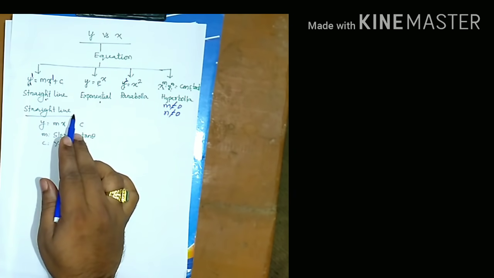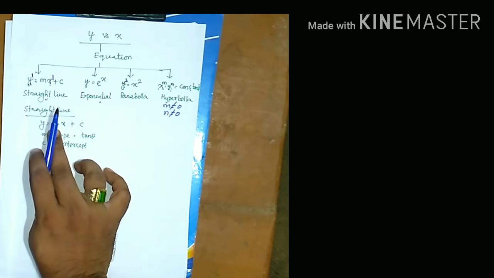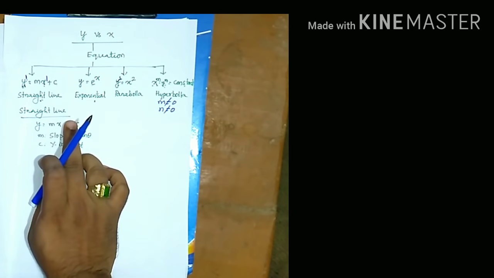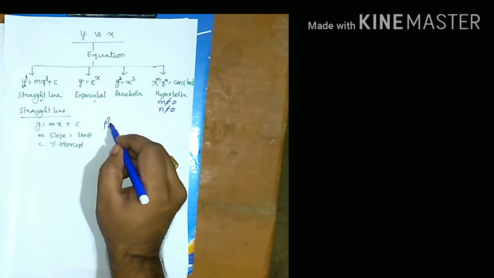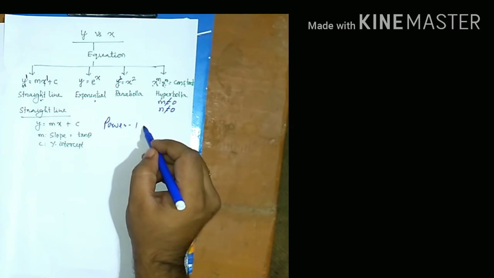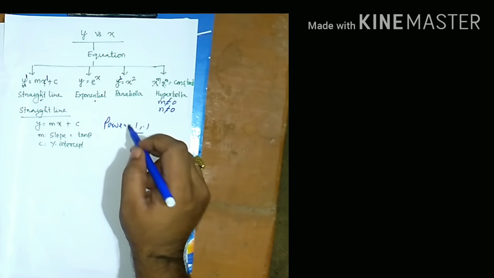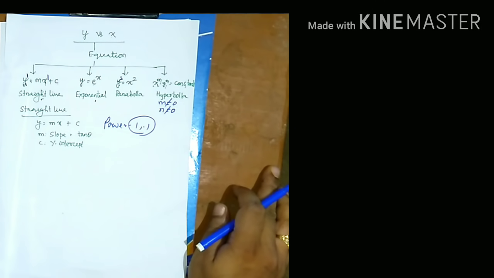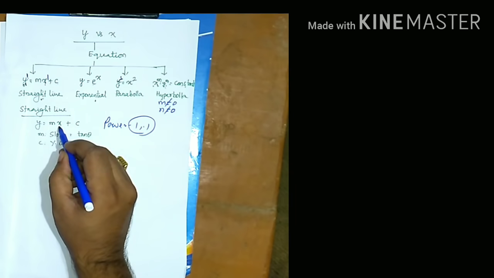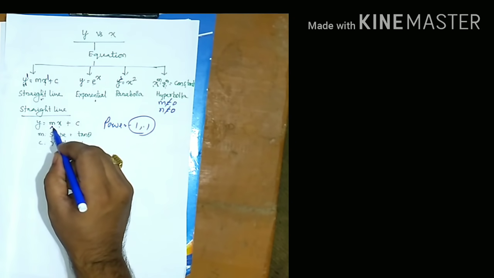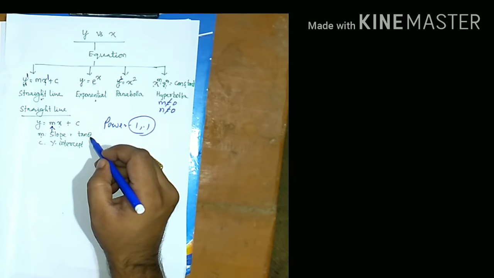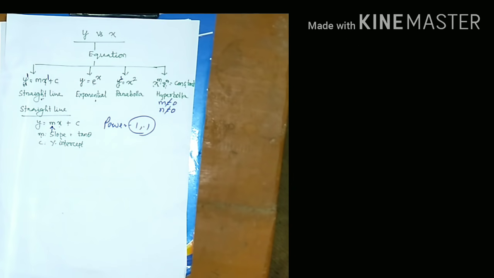How will you know whether an equation is a straight line or not? Simple thing, if the dependent variable and independent variable are on the opposite side of the equal to symbol, and if they have the power 1 and 1, this is the only simple way. If both have power 1 on opposite sides of the equal to symbol, it is a straight line. Now in this, the coefficient of the independent variable, that is m, is called the slope, and that is tan theta. What is theta? I will explain later on. And c here is called the y-intercept.